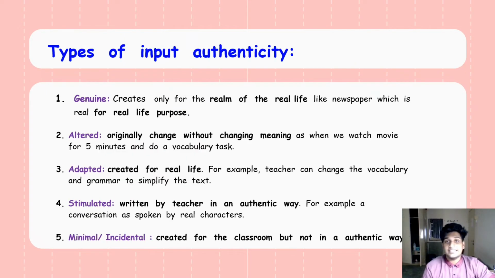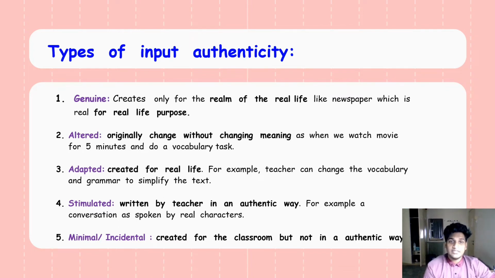Authenticity is something that is related to real life, and these five types show how related the materials are to our real life and help us to learn the language. And the first one is genuine, which is created only for real life, like newspapers, which are made for a real life purpose. And the second one is altered, originally changed without changing the meaning, as when we watch a movie for 5 minutes and do a vocabulary task. And the third one is adapted, created for real life. For example, a teacher can change the vocabulary and grammar to simplify the text. And the fourth one is simulated, written by the teacher in an authentic way.